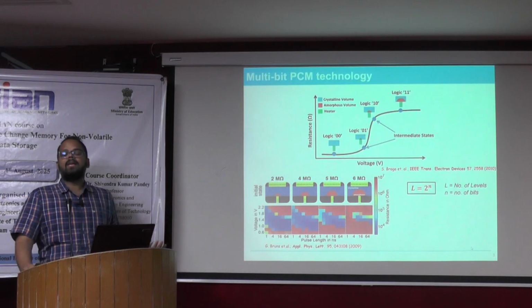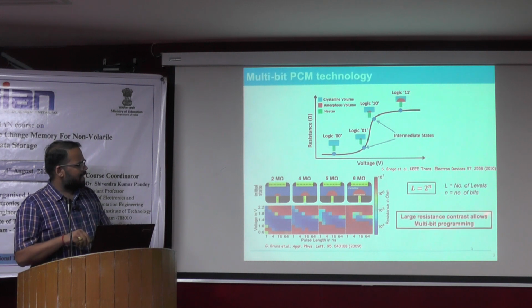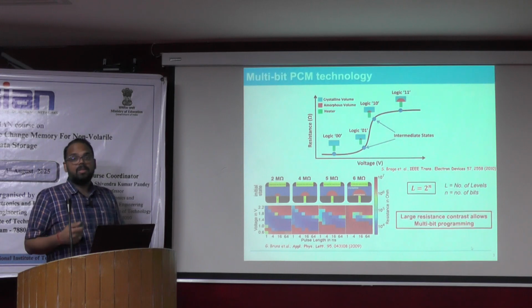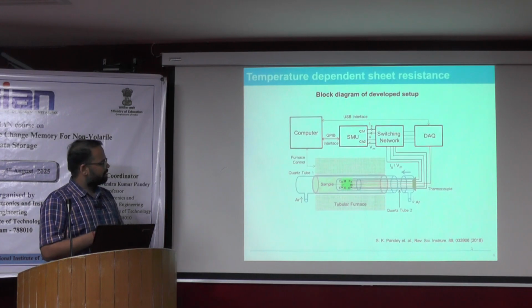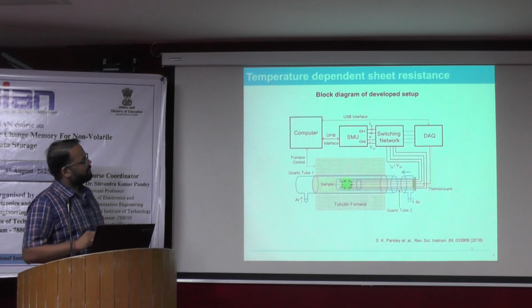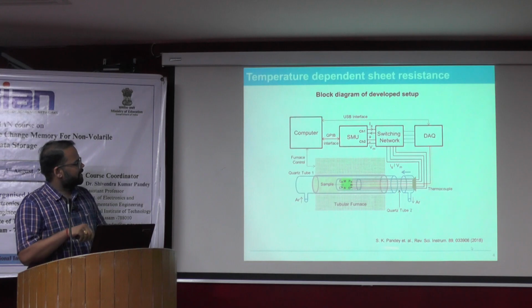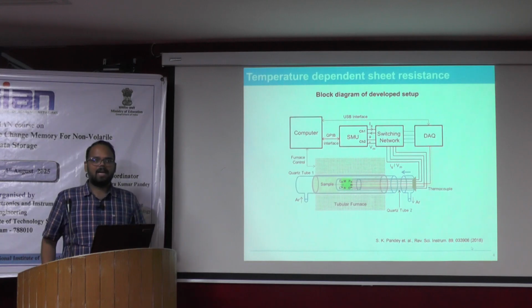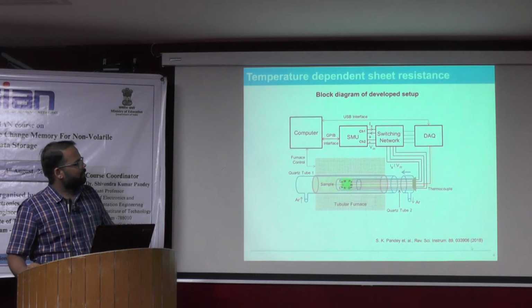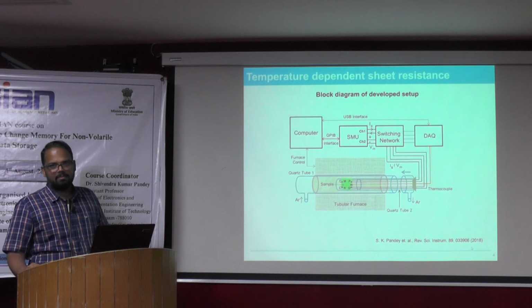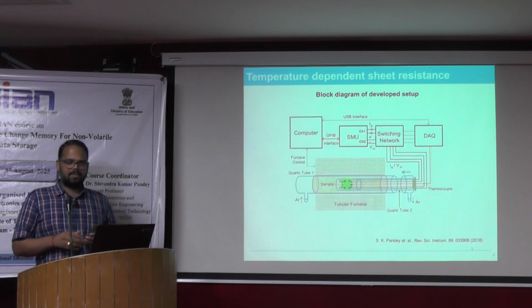measurement, you can also identify the crystallization temperature. As we know, a large resistance contrast allows multi-bit programming, so we need to identify large resistance contrast. That we need to figure out with some kind of instrument. This is one of my works, which was earlier reported, for this resistance measurement setup, where we could measure the resistance of thin film to identify its resistivity.